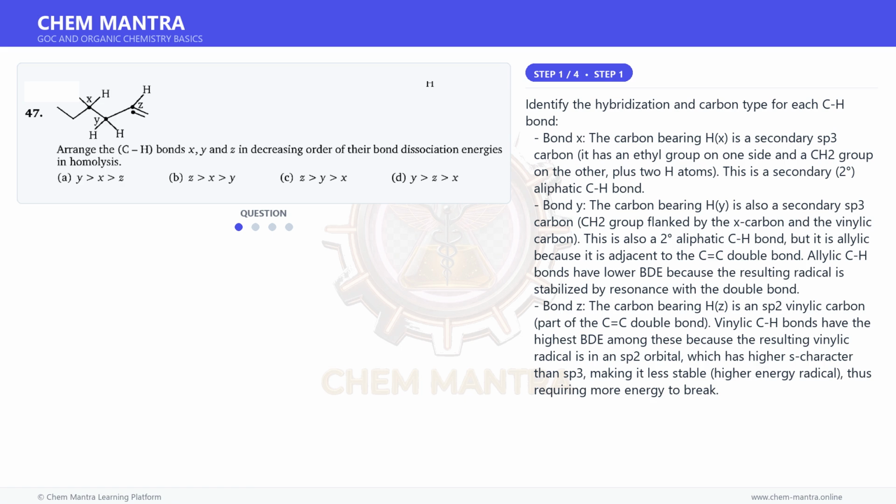Bond Z, the carbon-bearing H, is an sp2 vinylic carbon, part of the C=C double bond. Vinylic CH bonds have the highest BDE among these because the resulting vinylic radical is in an sp2 orbital, which has higher s character than sp3, making it a less stable, higher energy radical, thus requiring more energy to break.